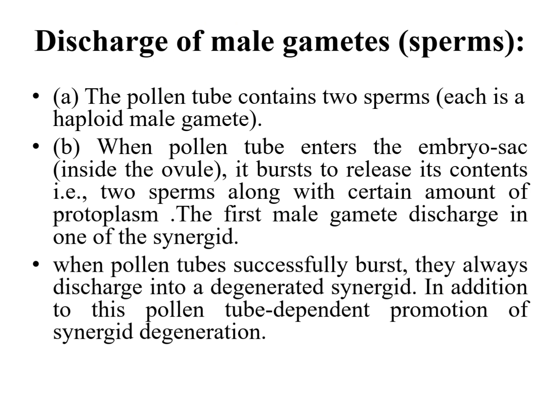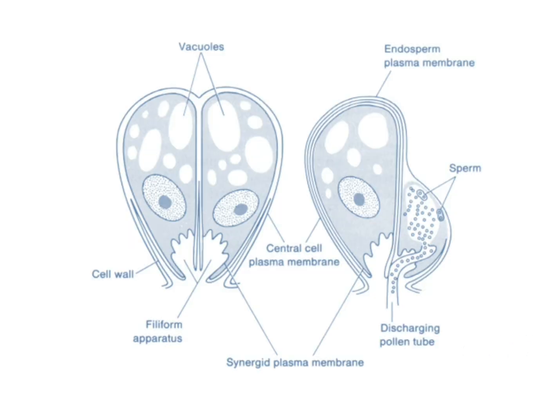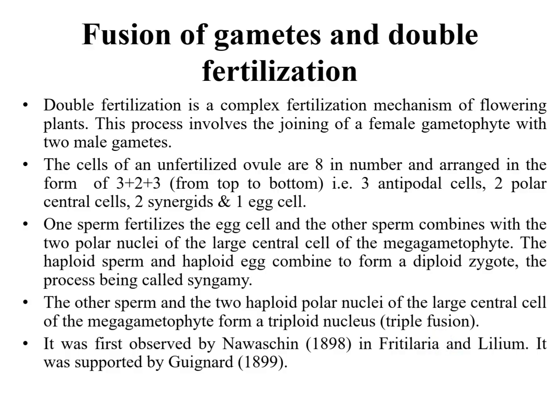They always discharge into degenerated synergids, in addition to pollen tube dependent promotion of synergid degeneration. So one of the synergids will be destroyed after the release of one sperm inside it. Next, fusion of gametes and double fertilization. So one of the male gametes will fuse with the egg and the other with the polar nuclei.